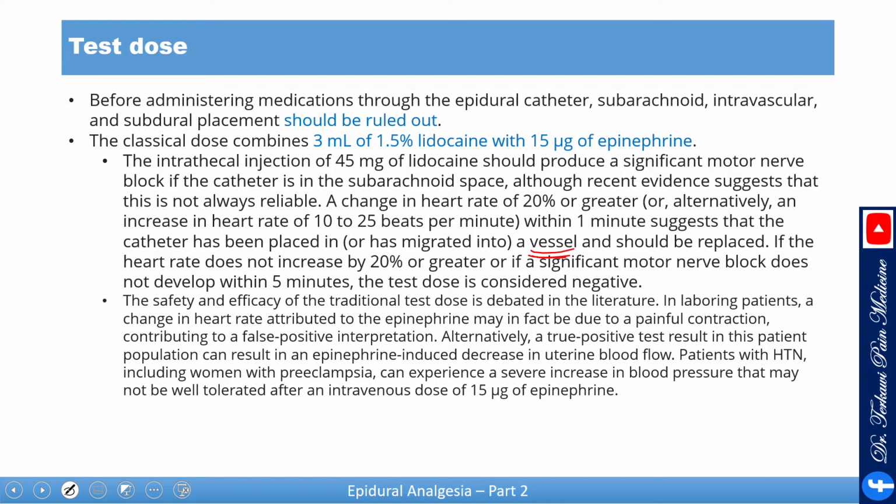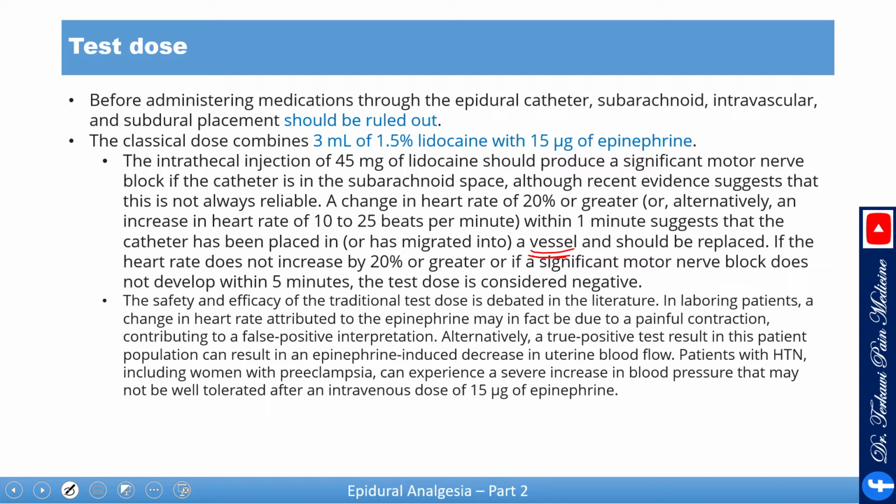The safety and efficacy of the traditional test dose is debated in the literature. In a laboring patient, a change in heart rate attributed to the epinephrine may in fact be due to a painful contraction, contributing to a false positive interpretation. Alternatively, a true positive test result in this patient population can result in an epinephrine-induced decrease in uterine blood flow. Patients with hypertension, including women with preeclampsia, can experience a severe increase in blood pressure that may not be well tolerated after an intravenous dose of 15 micrograms of epinephrine.